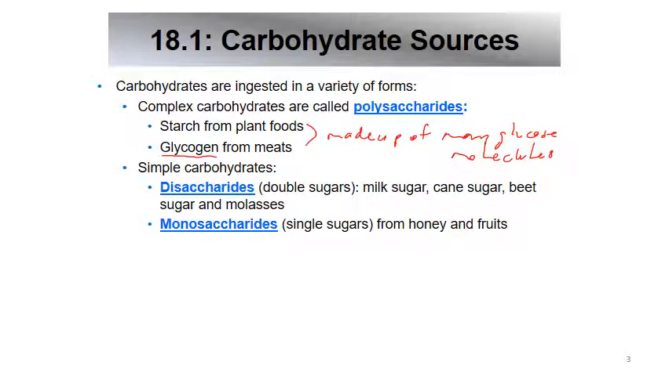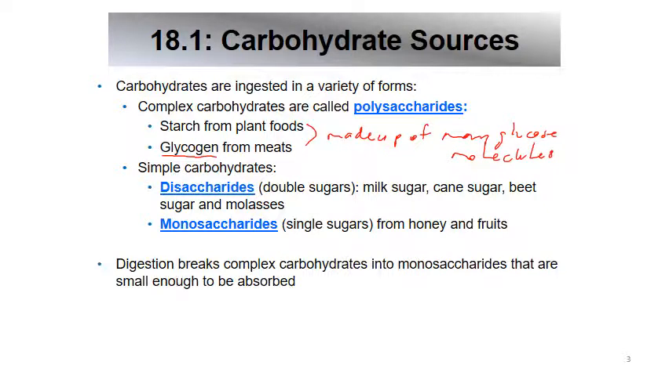Simple carbohydrates, meaning smaller carbohydrates. Disaccharide just means two sugar molecules attached to each other. Monosaccharide means one sugar molecule. We had learned about the examples of monosaccharides. Glucose is an example, fructose is another example. So just single sugar molecules. And so digestion breaks the carbohydrates into monosaccharides.